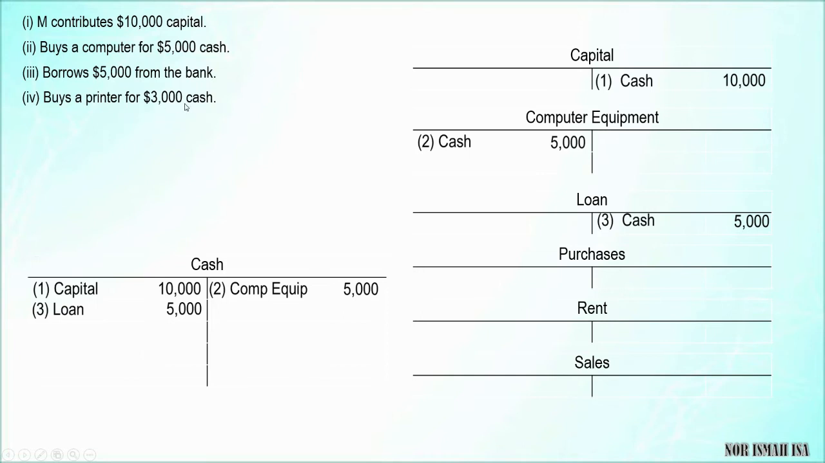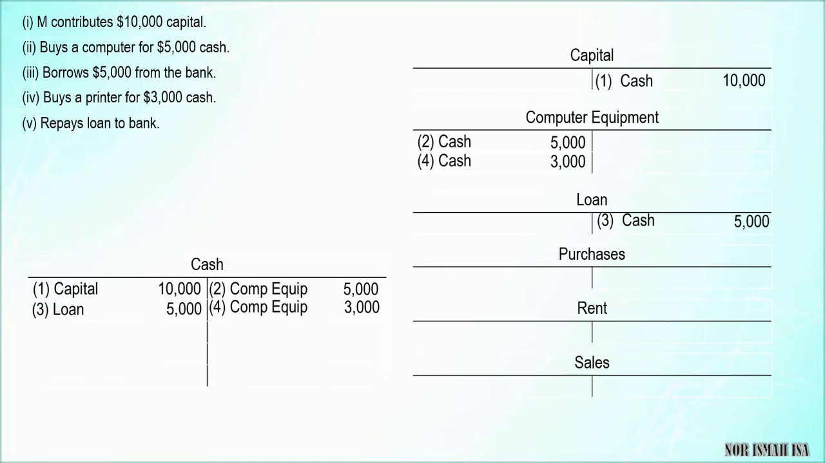And also, the cash used to pay, so the cash is decreasing, so it should be credit cash by 3,000 and the account that should be debited is the computer equipment. So at the computer equipment, you debit again with 3,000 because it increased computer equipment in the business.